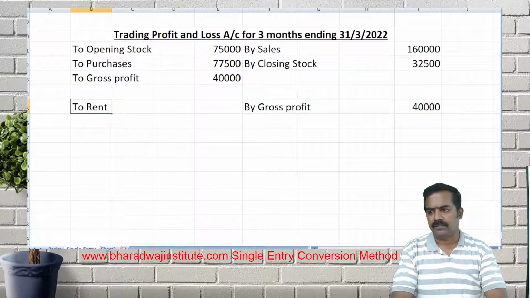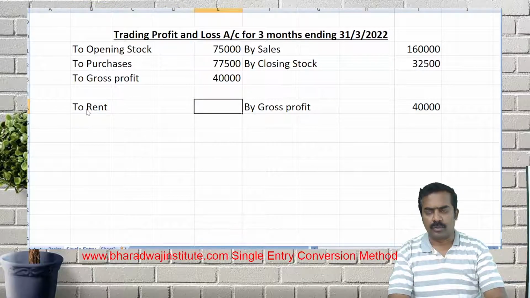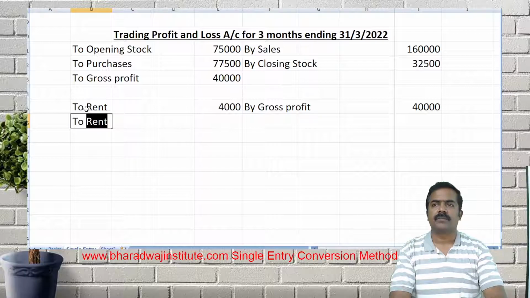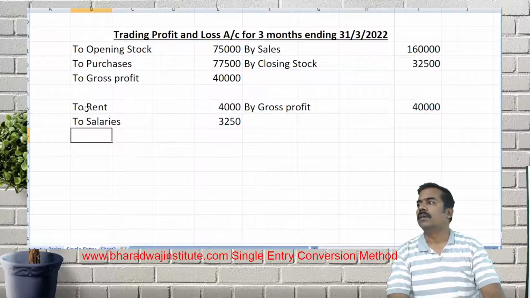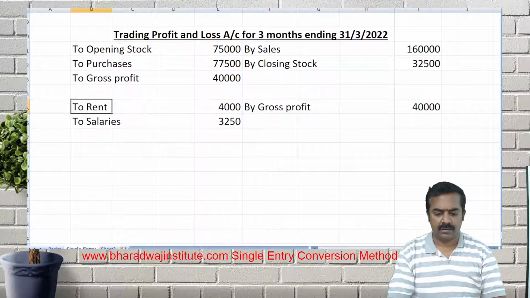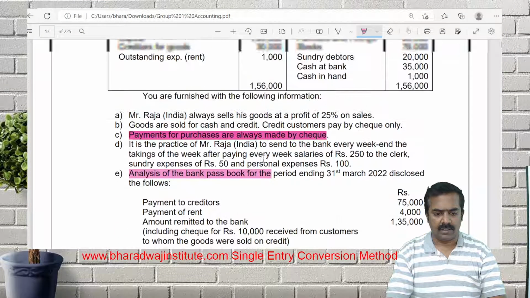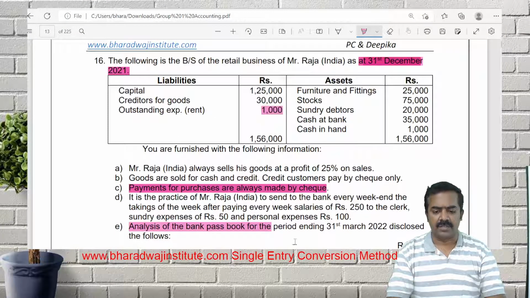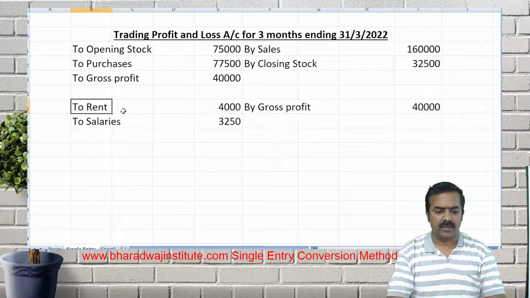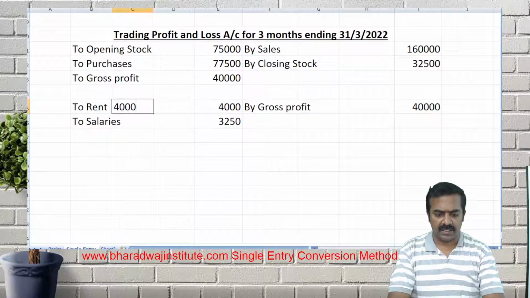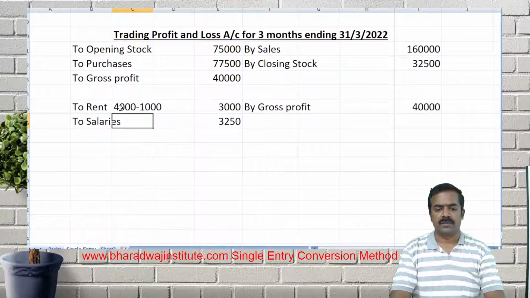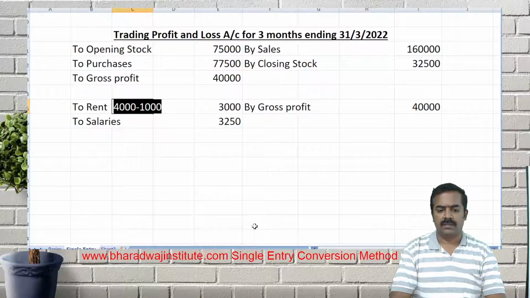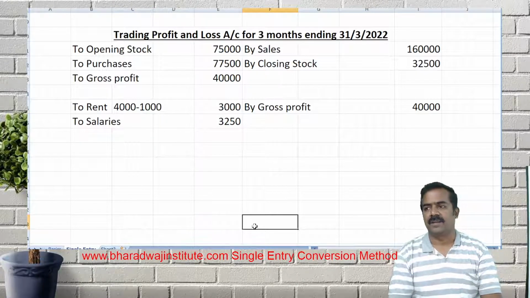Rent, 4,000. Then salaries. Outstanding rent, sir. 1,000 rupees outstanding. Very good. Outstanding rent is already 1,000, isn't it? That is for last year. So rent paid will include 4,000 minus the outstanding for the opening balance. So current year expense is only 3,000.